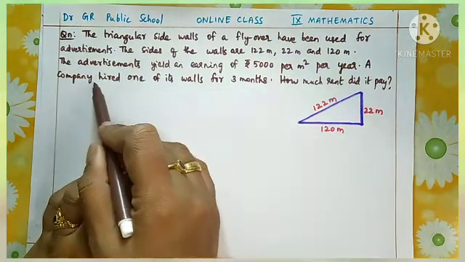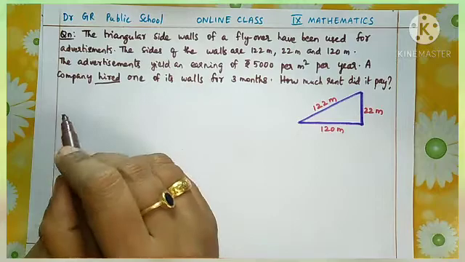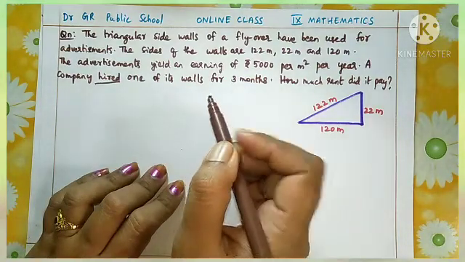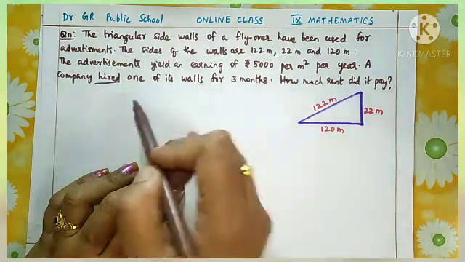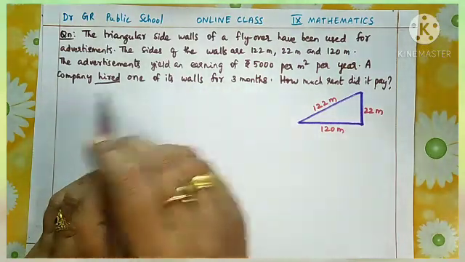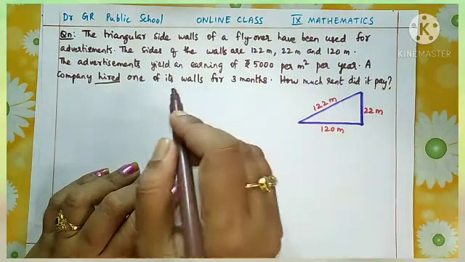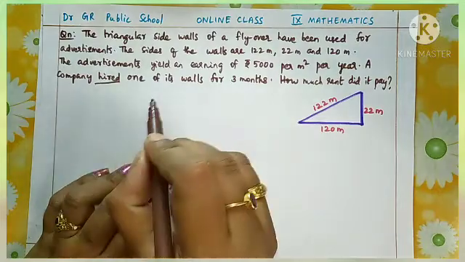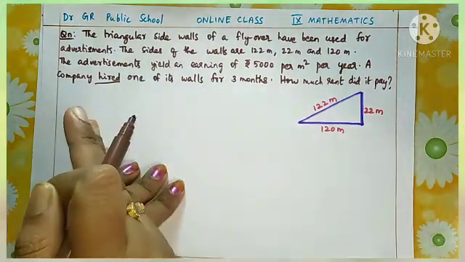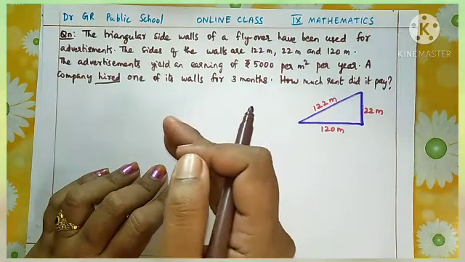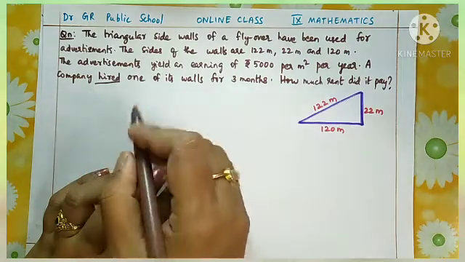What do you mean by hired? Hired means it is booked, or a contract is signed by the company with these owners for a period of time. That is, for this much time we will give advertisements from our company only. So a contract is signed between the owner and the company for giving advertisements. That is called hired. Actually it is booked.